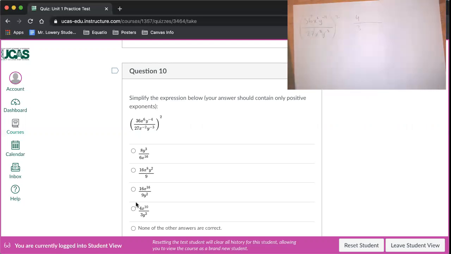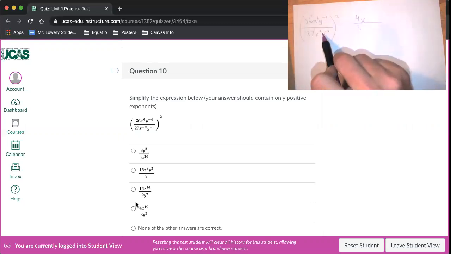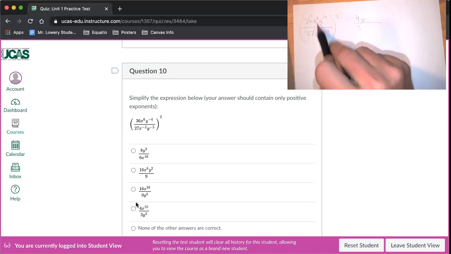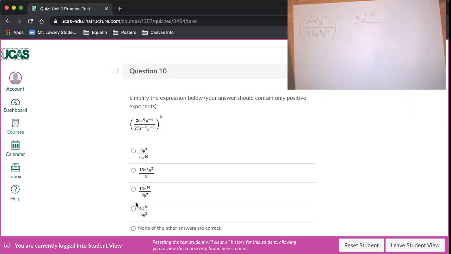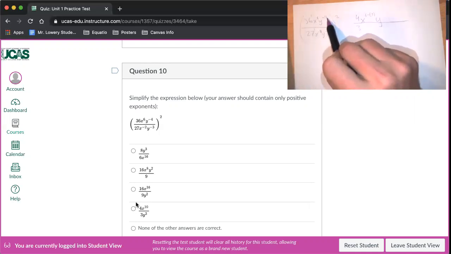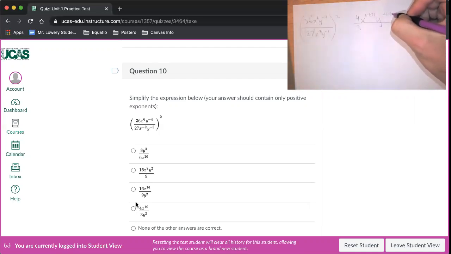Okay, now we're going to use the quotient rule with the x's. So we're going to have x to the 6 minus negative 2. Quotient rule says I need to subtract because I have x's over x's. But since this is already negative, I'm going to have 6 minus negative 2. We'll take care of that in a minute, but let's not get thrown off by that, okay? Then we're going to have the y's. So y's on top again. Negative 4 minus negative 3. All right, and then all that to the 2 power.